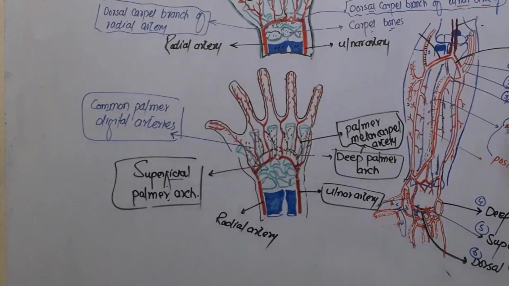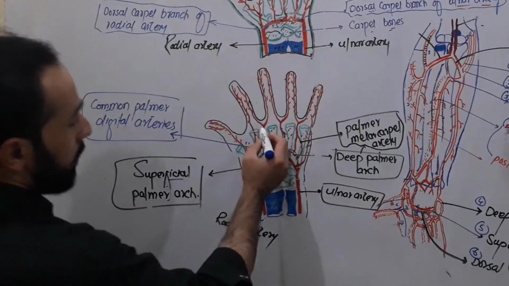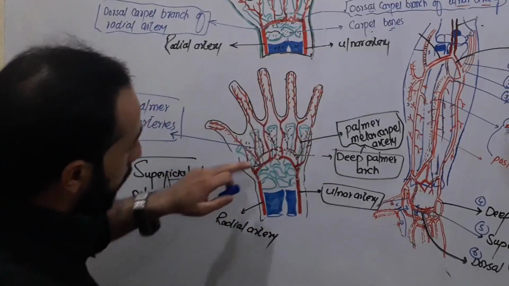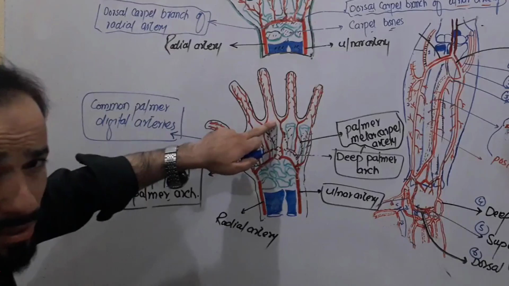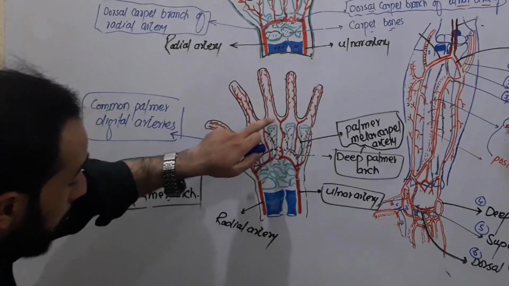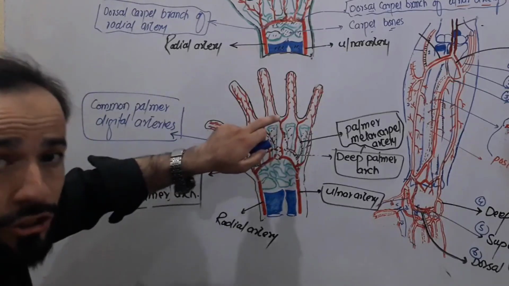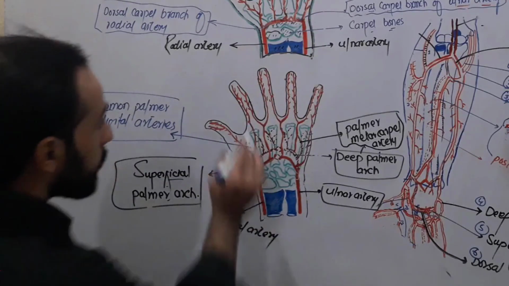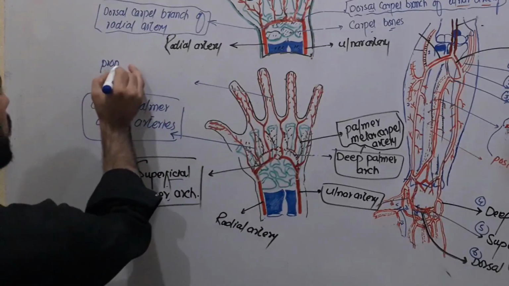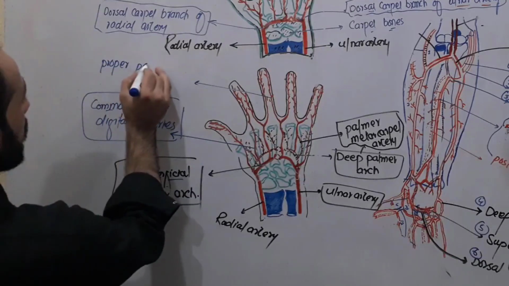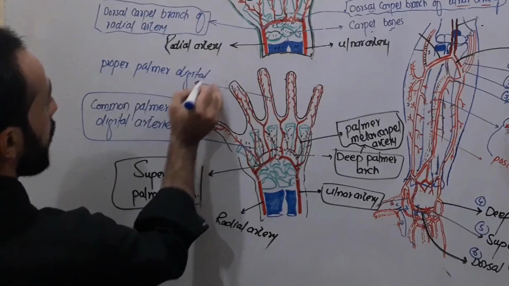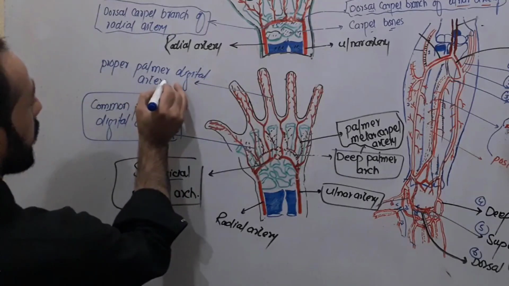Okay, then after it, these common palmar digital arteries, as you can see, have given two branches here. As they are present in the palmar surface and they are going to the digits, we call them proper palmar digital arteries, right? So what are these arteries? These are the proper palmar digital arteries, right?